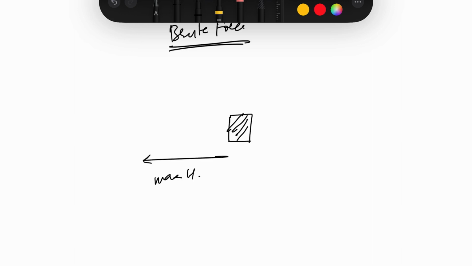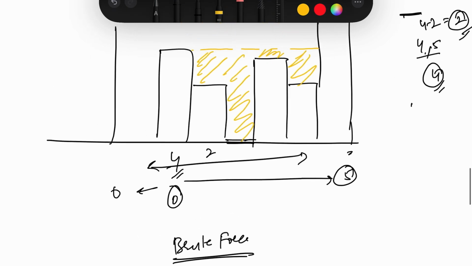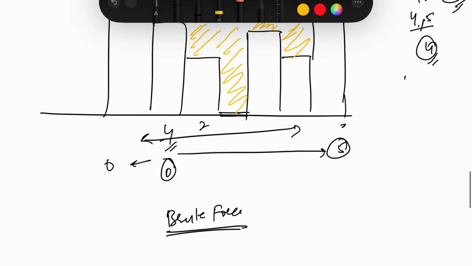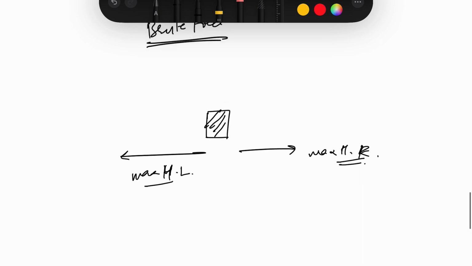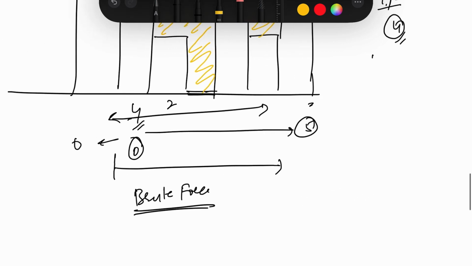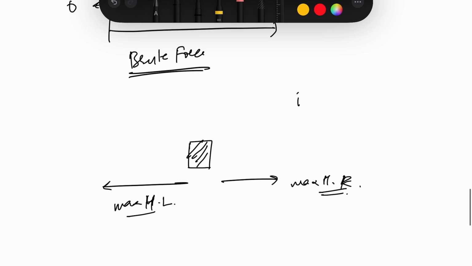Okay, so what is our brute force in this case? At every building we have to find the maximum height on the left side and the maximum height on the right side. So for every tower, how do you find the maximum height on the left side and right side? We can directly iterate over these towers, and at every step, let's say we are at index I equal to 2, so I will go from 0 to n minus 1.